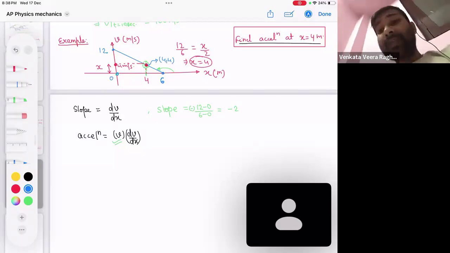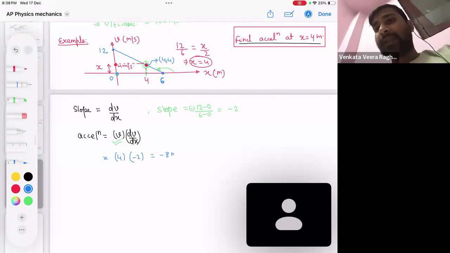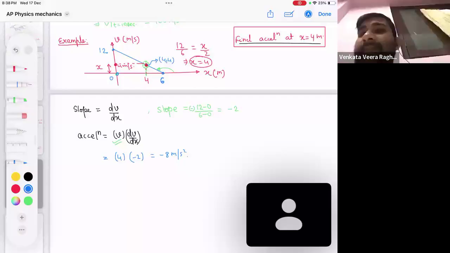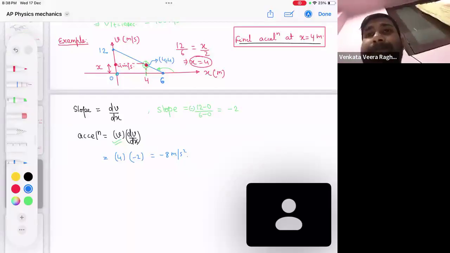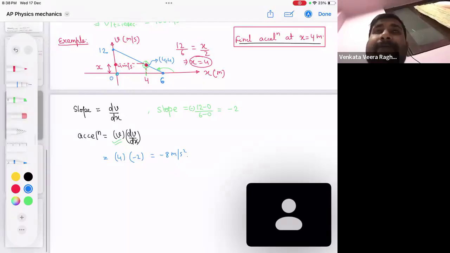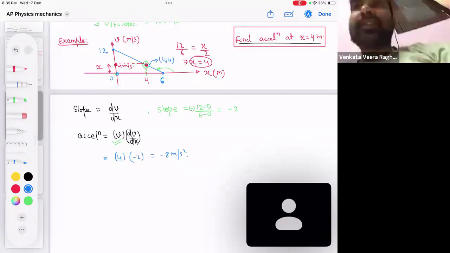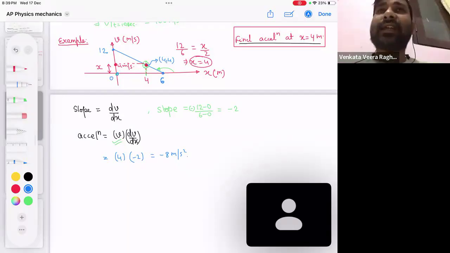Okay. So please tell me, what will be the acceleration? So what is the velocity? 4. And what is the slope? Minus 2. So what will be the acceleration at that point? 8 meter per second square. Please tell me, is it acceleration or retardation? Retardation. Acceleration, sir. Please tell me, is it acceleration? Think again. Is it acceleration or retardation?